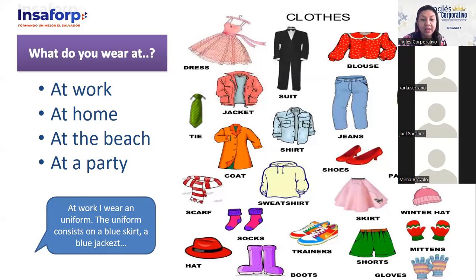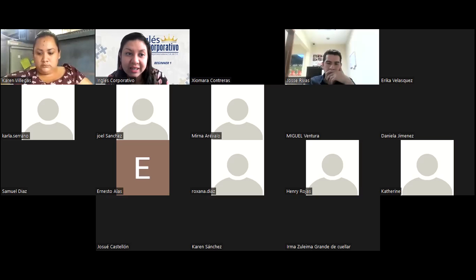I wear a uniform. The uniform consists of a blue skirt, a blue jacket, high heel shoes, and just that. Or I wear a polo shirt and jeans and sneakers or flats, etc. At home I wear shorts, a t-shirt, a top, flip-flops, sandals, because you're at home, right? Or slippers. So you are going to talk about it in your groups. I will send you the picture in WhatsApp so that you can have the information. So let's practice in the groups, please.